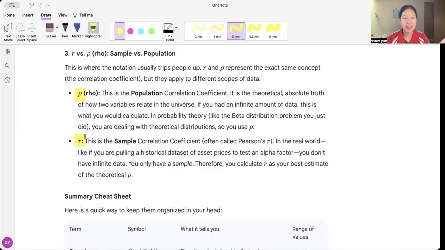Basically, rho is the common notation for the population correlation coefficient. It's the theoretical one, so if we're talking theoretically about the distribution, that's what we use. And r is the more familiar one from statistics, because it's computed from a sample. Every time in statistics when you take samples, you calculate r as the best estimate rather than the actual value for the population, right?